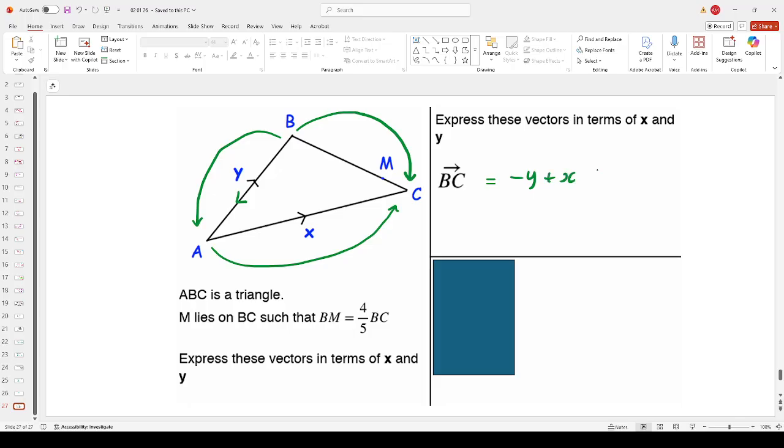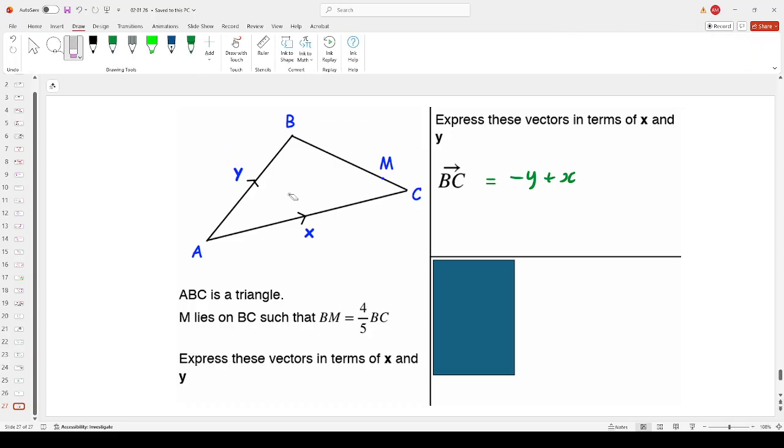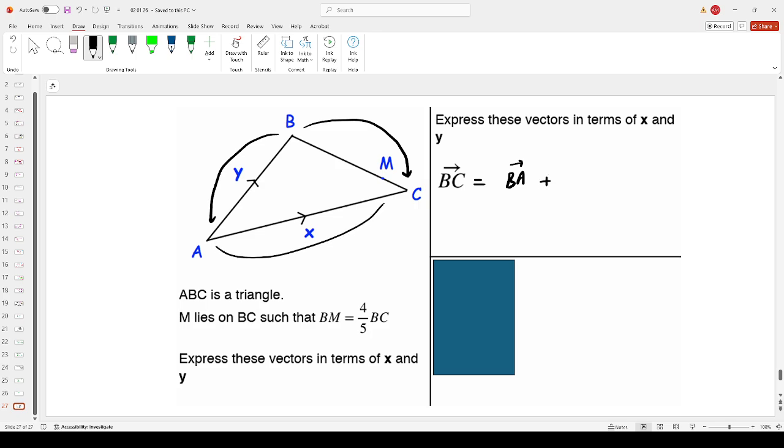Very good. Everyone happy with that? So really, another way you could write it is like this. You find the root. So B to C is the same as B to A plus A to C. And then what is B to A? B to A is negative y plus x. Okay, and then you can shift these two around and you can actually write it as x minus y. Okay, everyone happy with that?